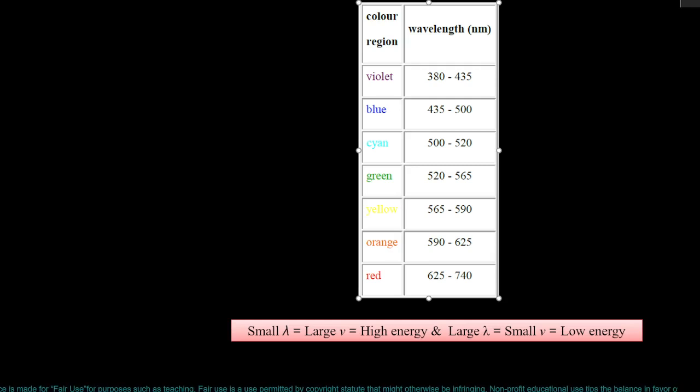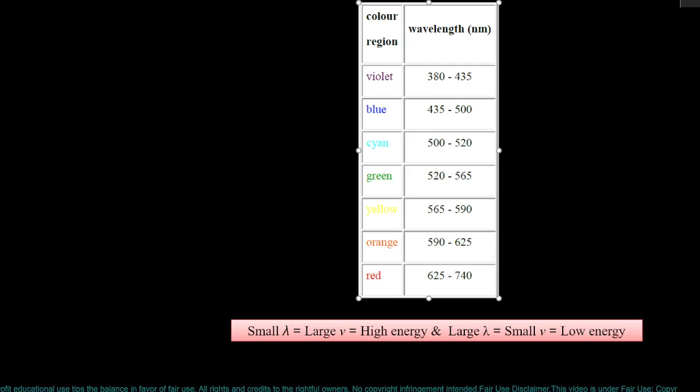We are talking about visible light, which is a region of the electromagnetic spectrum. Visible light consists of different colors, inclusive of red, orange, yellow, green, cyan, blue, and violet. As seen on the screen, you're going to see the different colors which are found in the visible region of the spectrum and their wavelengths.